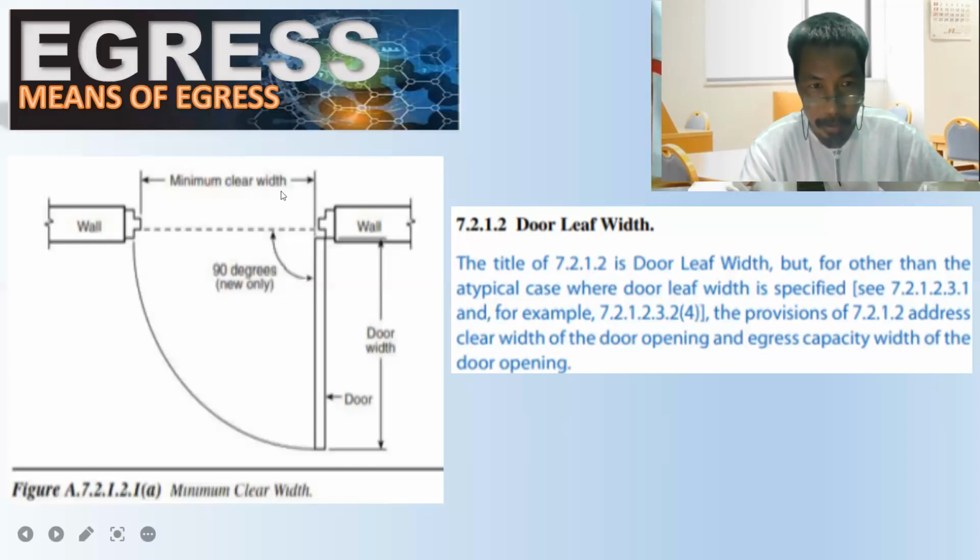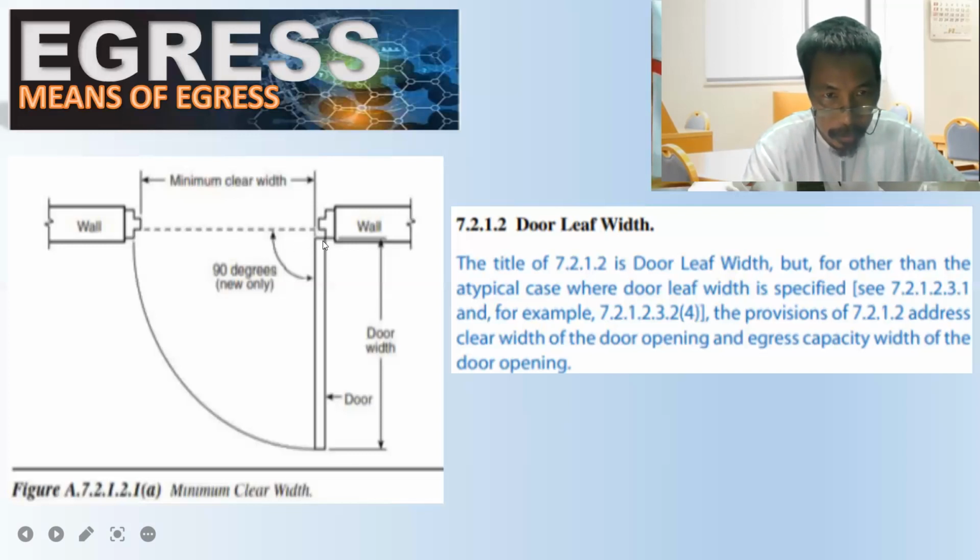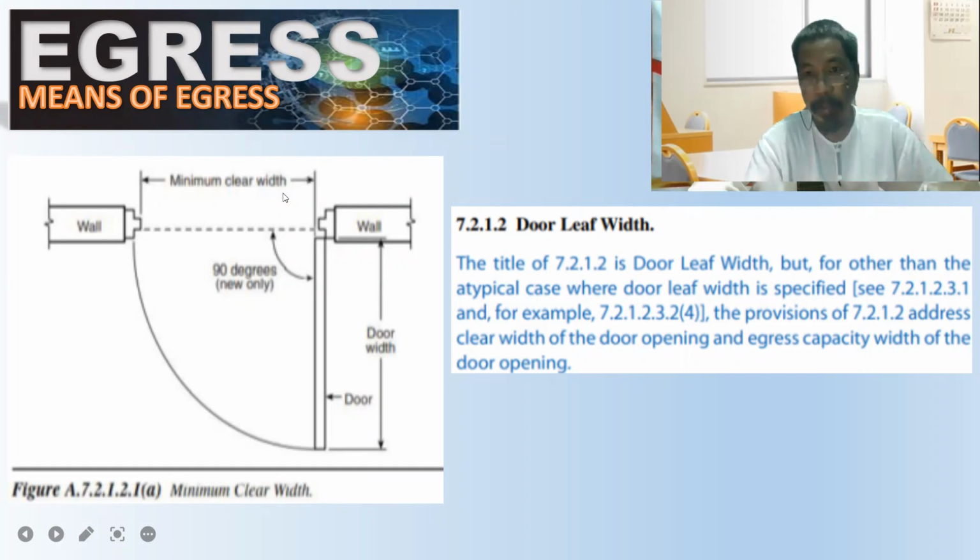So this minimum clear width is actually, if you can see here, less than the door width. The door width is from this point to this point. There is a protrusion on both sides, and that is the minimum clear width.